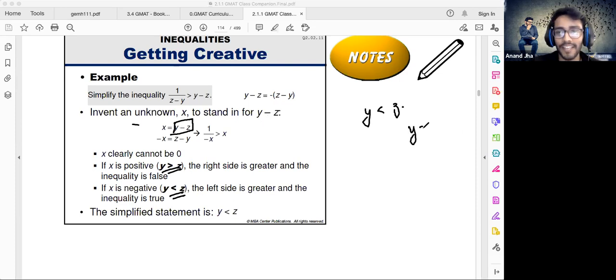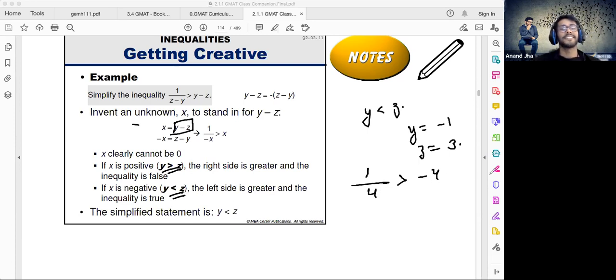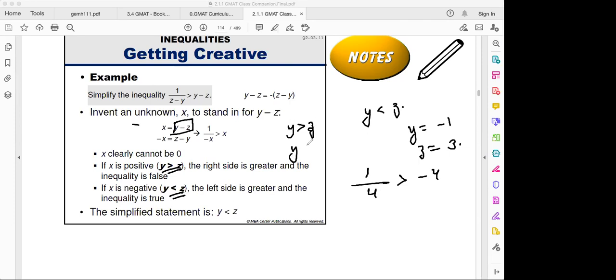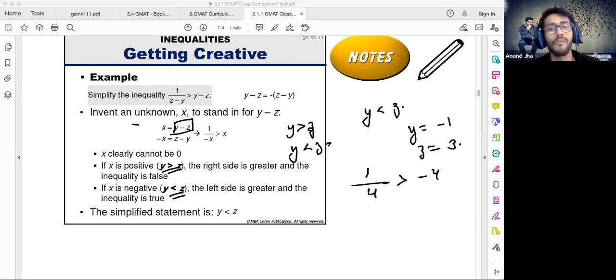That means if I take y as minus 1, z as 3, then let's check it. 1 by z minus y, 1 by 4 is greater than y minus z. Correct? Got it? So they'll give you all the options: y greater than z, y less than z, all options they'll give you.